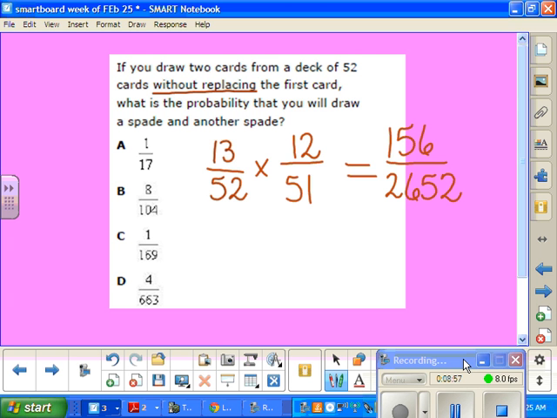So now we need to simplify that, and we'll get 1 out of 17, which is A.